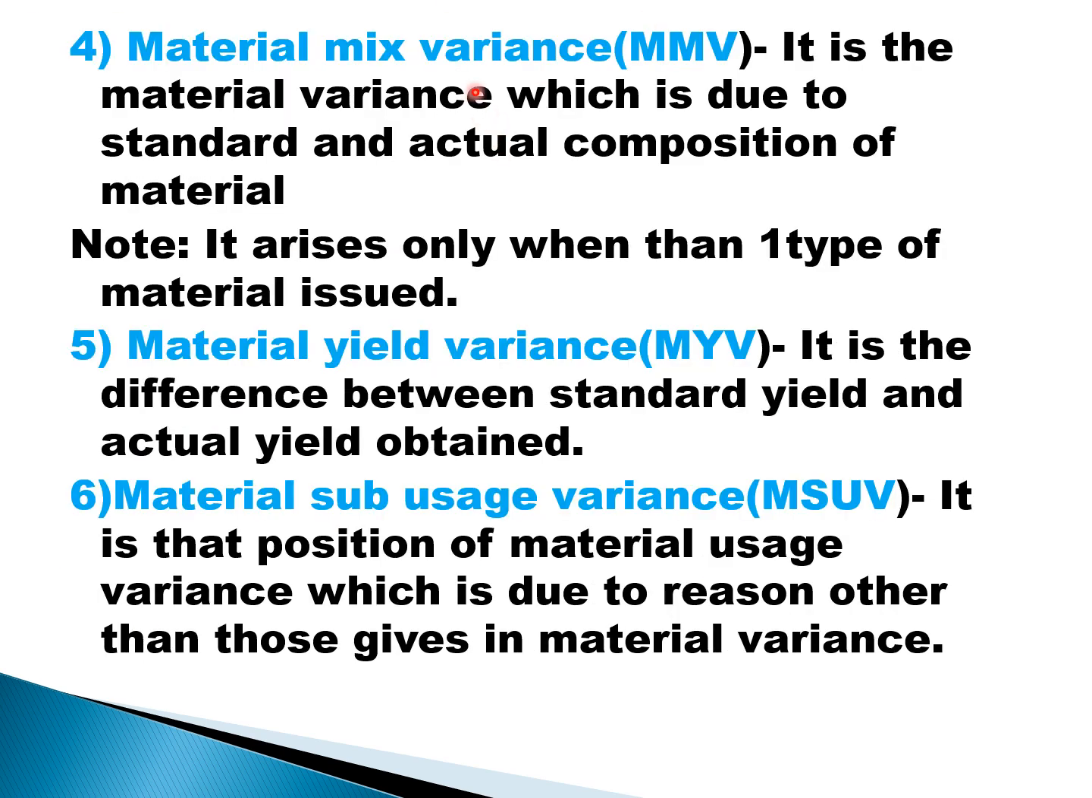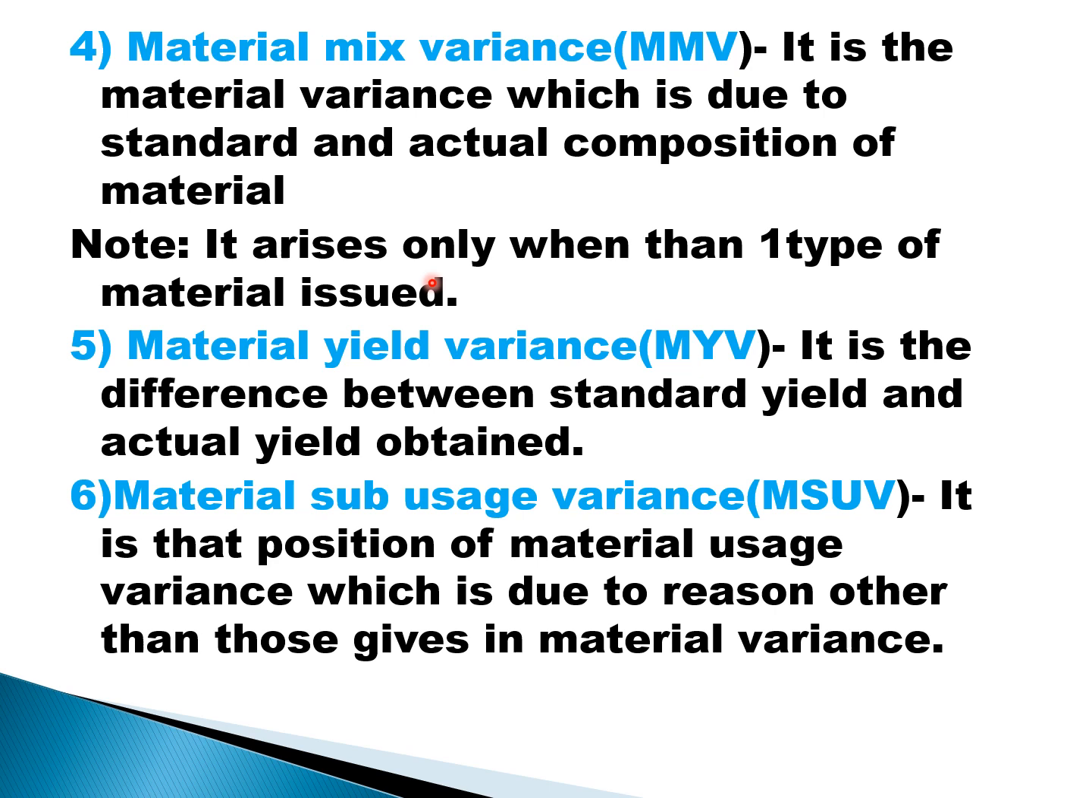Next, material mix variance. It's called MMV. It is a material variance which is due to the standard and actual composition of material. Composition means we call mixture. So you mix 2-3 materials and then you produce. Note, it arises only when there are more than one type of material issued. If there are more than one type of material issued, then material mix variance will come.